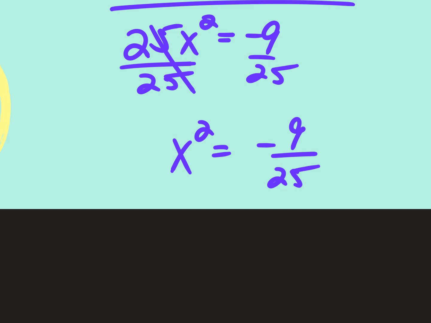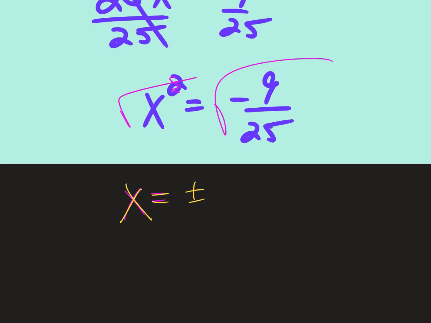How do you get x squared to become just x? Take the square root. They're inverses of each other. So I have x equals, what goes in front of my square root? Plus or minus. Good. Guys, what is the square root of -9?